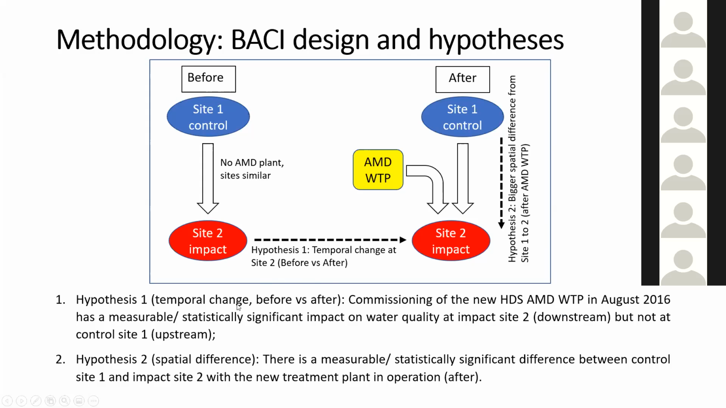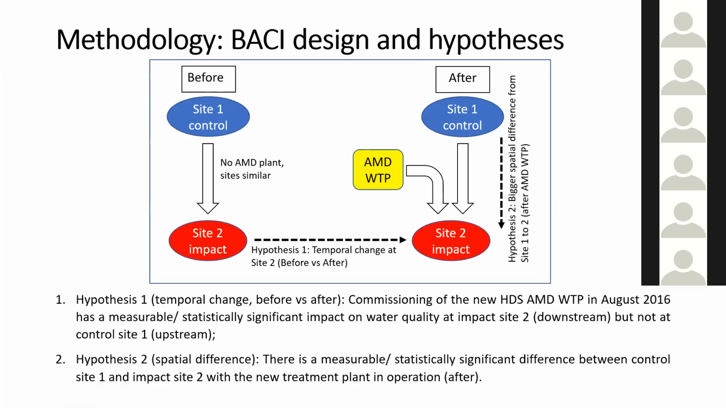The second hypothesis is testing the spatial difference, or the CI, the control and impact. So there is a measurable or statistically significant difference between the control site and impact site, which are sites 1 and 2 respectively, with the new treatment plant in operation. And that's for the time period after, because you can only do that comparison when the water treatment plant is in place.